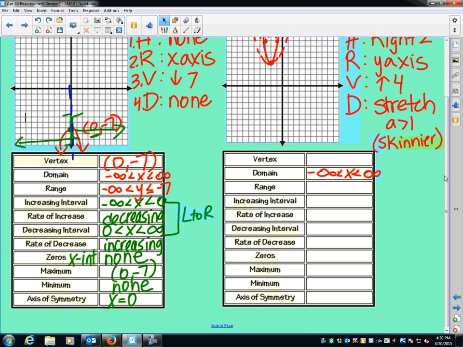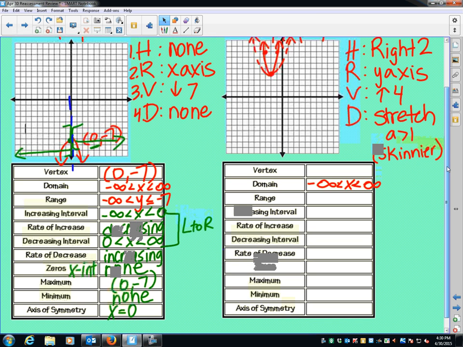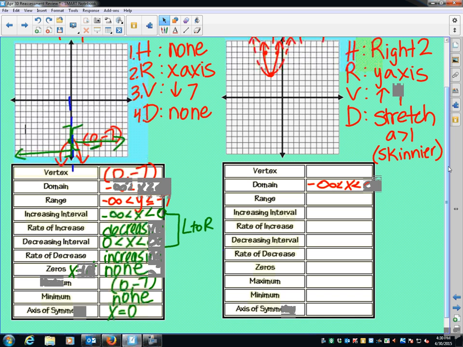Okay, so you may want to pause it and try this one on your own. It's going to be a little different because it's right side up, like facing upward, but maybe give it a try, then pause, and then play it once you are finished.